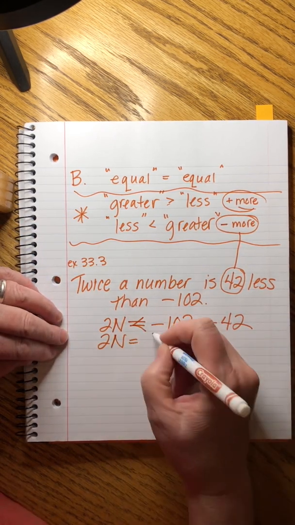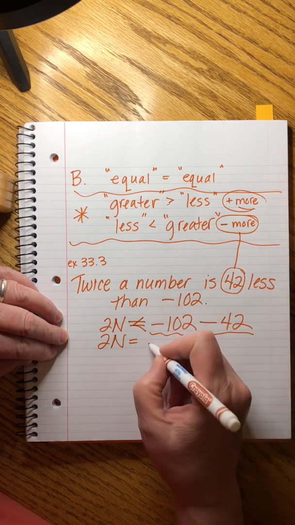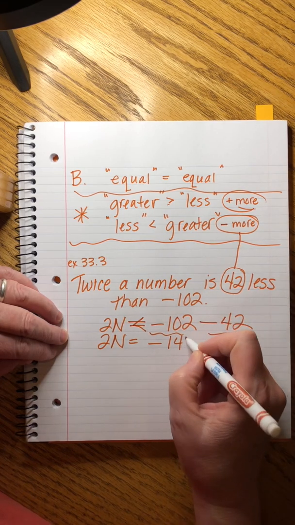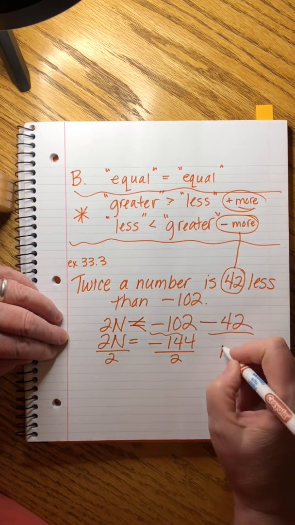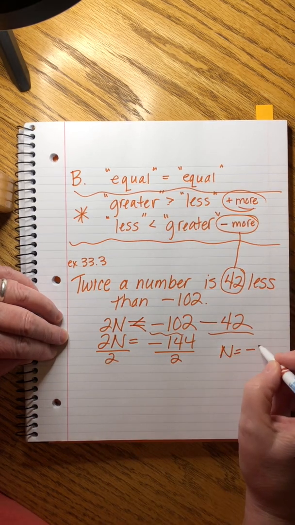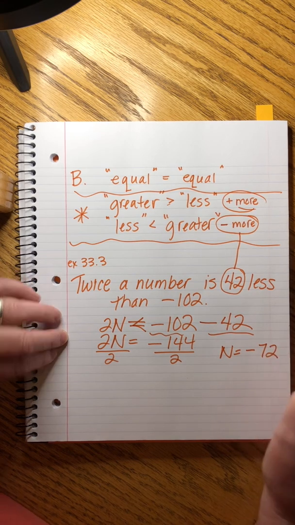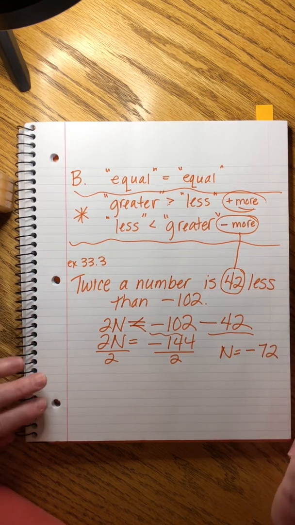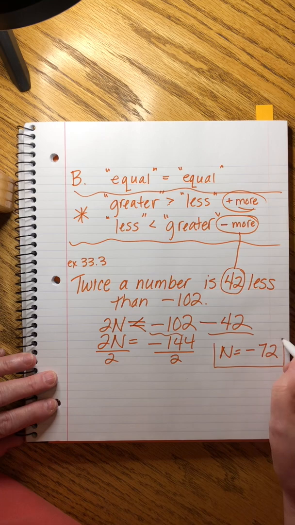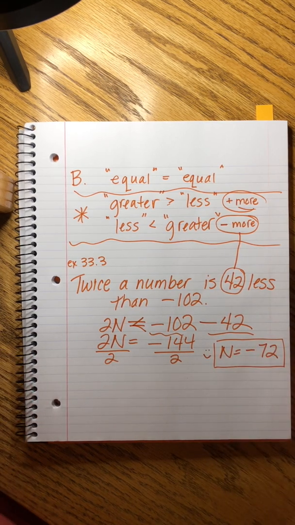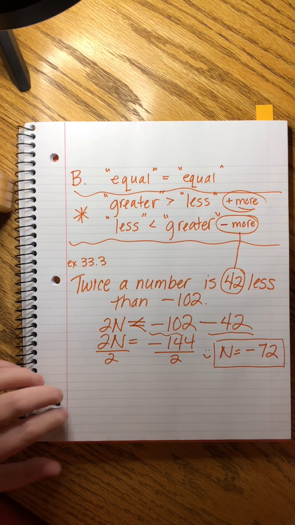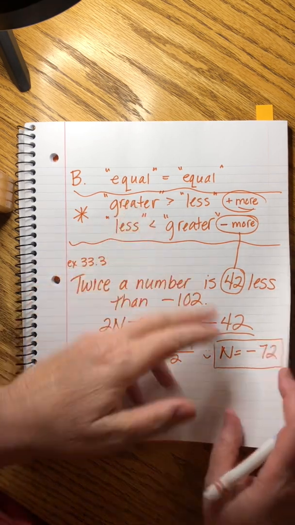2n equals, let's combine like terms. That would be minus 144. Divide both sides by 2, and we get n equals minus 72. That's right. Yay. All right, let's do another one. This is our pattern.